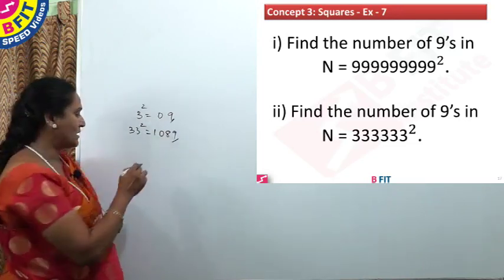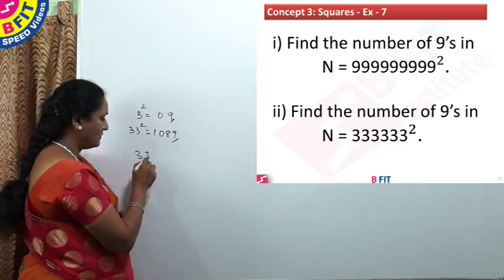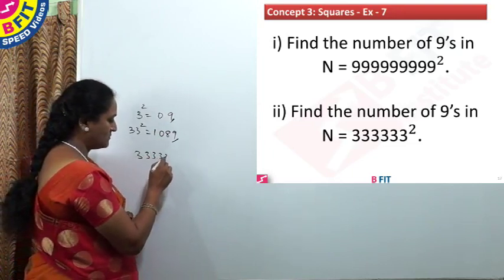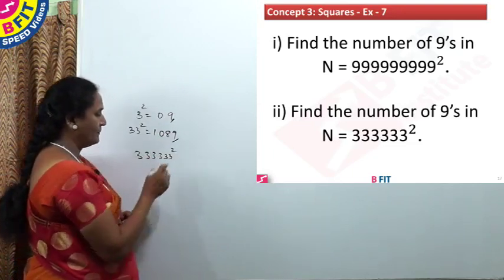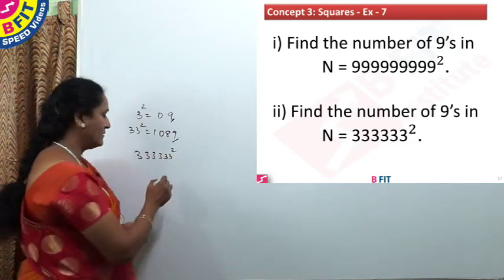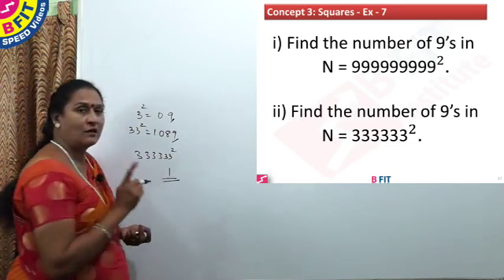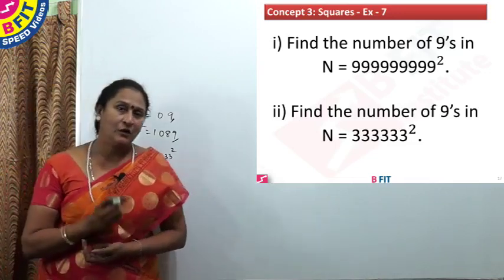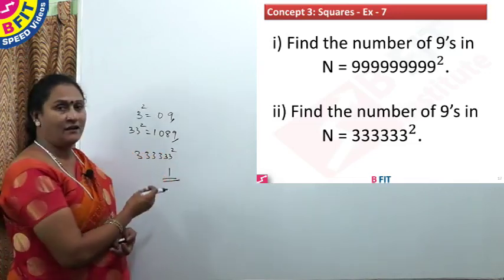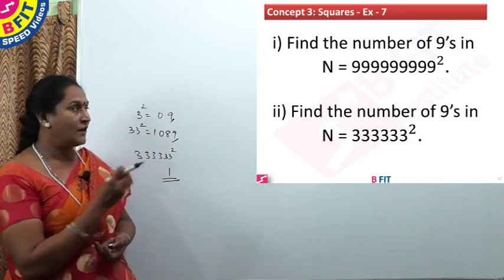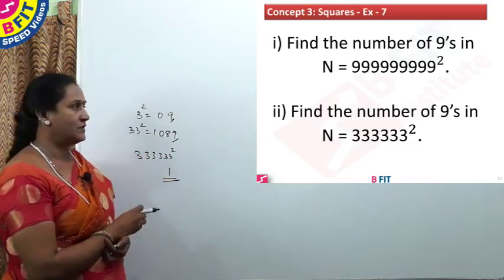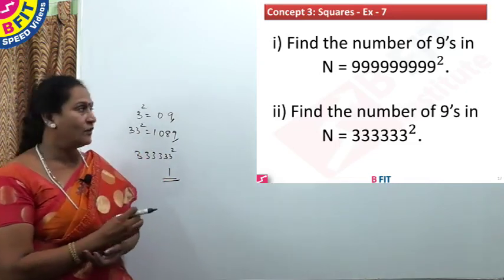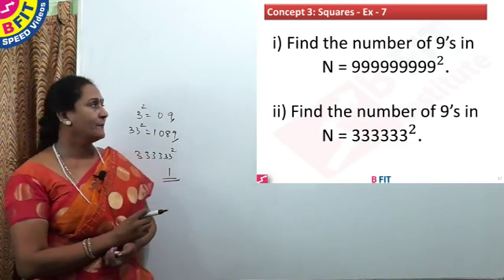Now when you square 6 3s, what will be the number of 9s? You will have only one 9. So using the pattern, without doing any working, we can arrive at the answer. If you are aware of this concept, seeing the question, you can write down the answer.